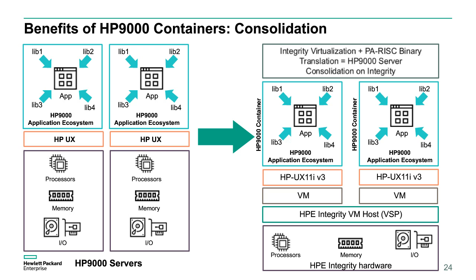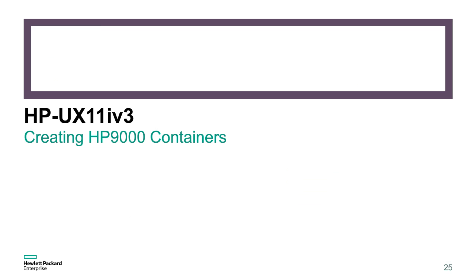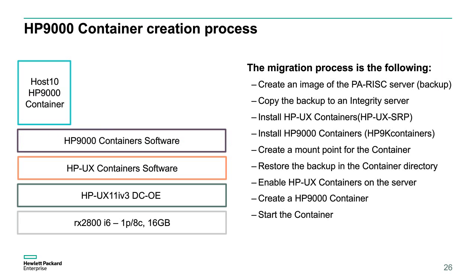So how do we go about creating an HP9000 container? On the left-hand side here, we've got an RX2800, one of my favorite platforms of all time. It's relatively small, 8 core and 16 gig. We install Data Center OE on top. It could be base OE, it doesn't have to be Data Center OE. It could be VSE OE as well.